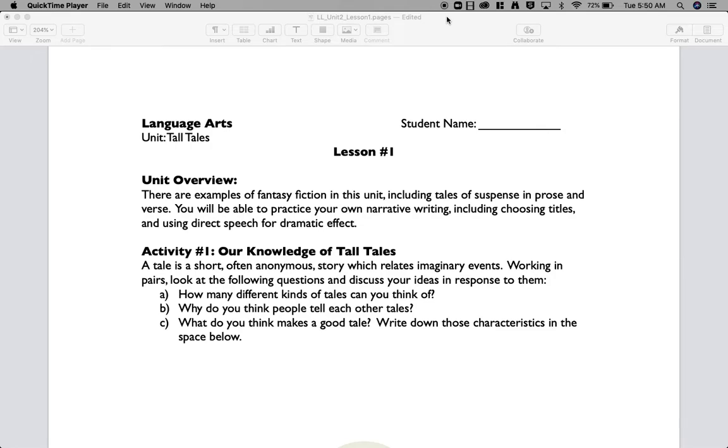What's up, everyone? Here is our new unit, Tall Tales, and we're going to be telling and writing some tales. We're going to be doing some literary analysis. Welcome to this new unit. Hopefully, you enjoy it. I think we're going to have a lot of fun with it.